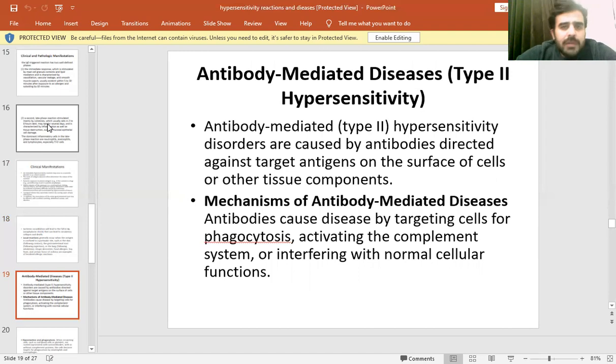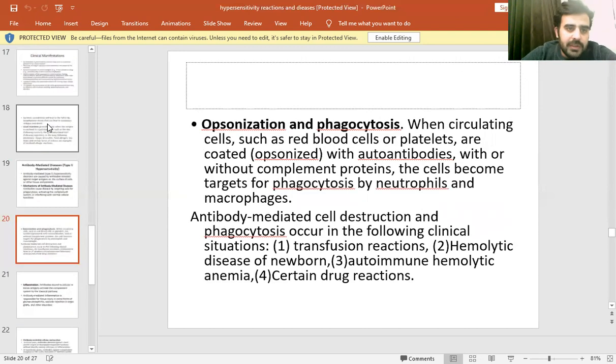The type 2 hypersensitivity reaction is also antibody mediated. It is caused by antibodies directed against target antigens, which are on the surface of cells or other tissue components. What is the mechanism? Antibody causes diseases by targeting cells for phagocytosis, or activating the complement system, or interfering with the normal cellular function.